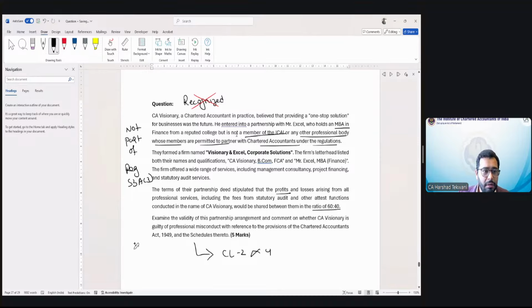Multidisciplinary, partnership firm, everything later on. First we need to look into whether it is allowed by a regulation or not, or it's allowed under the Act or not. Then only we can go and look into the scenario. Clear? Any doubt with this question?